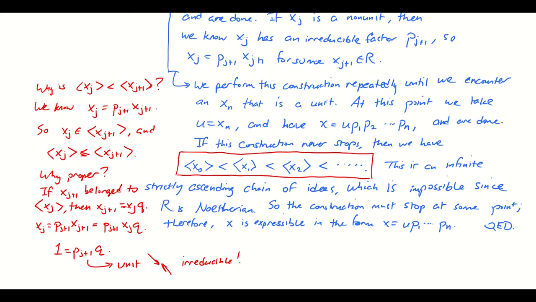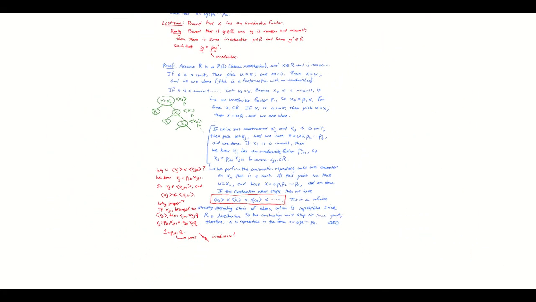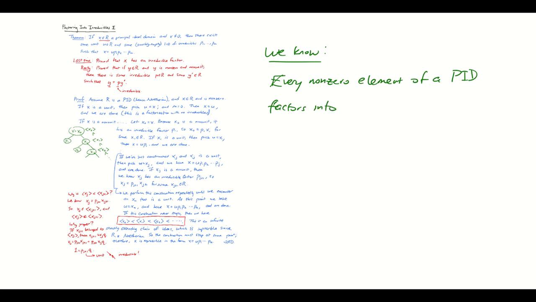So anyway, okay, we should celebrate this. This is a terrific proof. So what we have now proven, in the last video we proved that every non-zero non-unit in a PID has an irreducible factor. That was important, but now we know even more. We know that every non-zero element of a PID factors into a unit times irreducibles. Yay!